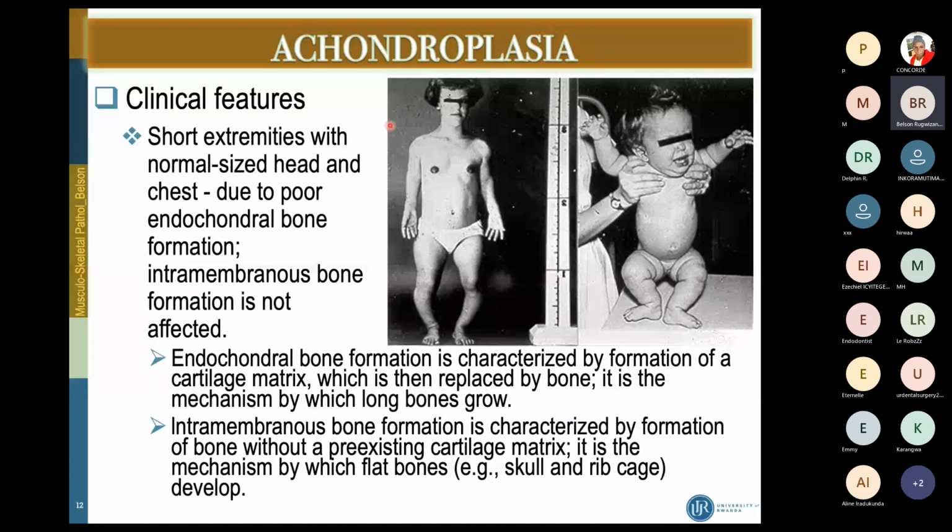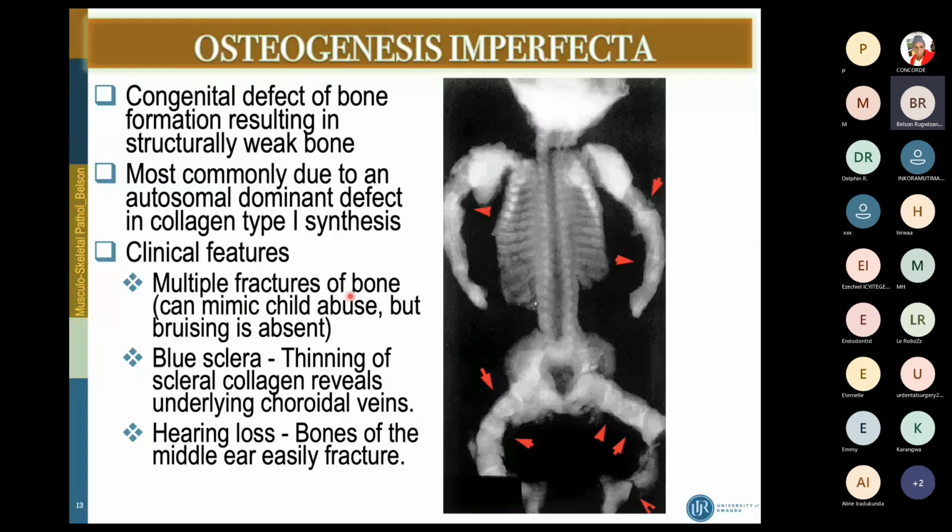So clinical features then, they have short extremities with normal sized head and chest, and this is due to poor achondral bone formation. So the intramembranous bone formation is not affected in the head bones and so on. So here we are explaining the physiology we have seen before.